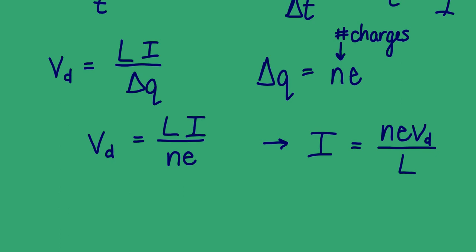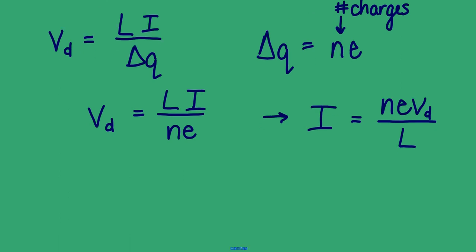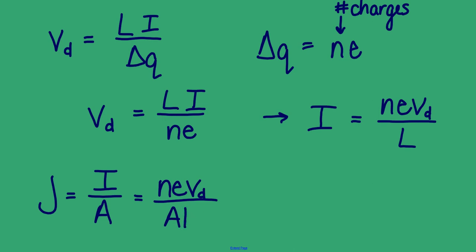Now, quite often, we're not really looking for the current, but perhaps we may just be looking for current density, or J. We know current density is the current divided by the cross-sectional area. So I'd have the number of charges times the charge on an electron times the drift speed divided by the cross-sectional area times the length. Hold on a second. When we multiply area times length, we call that something special. We call that volume. So I could write this as n e times the drift speed divided by the volume.